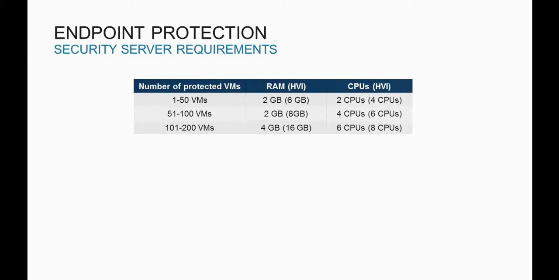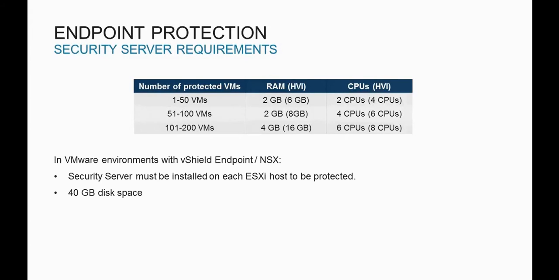The security server is a pre-configured virtual machine, running on a hardened Linux server distribution, kernel version 2.6. Memory and CPU resource allocation for the security server depend on the number and type of VMs running on the host. Requirements also depend on whether or not the appliance integrates with VMware vShield Endpoint. In VMware environments with vShield Endpoint, the security server must be installed on each ESXi host to be protected. The table on this slide lists the recommended resources to be allocated.